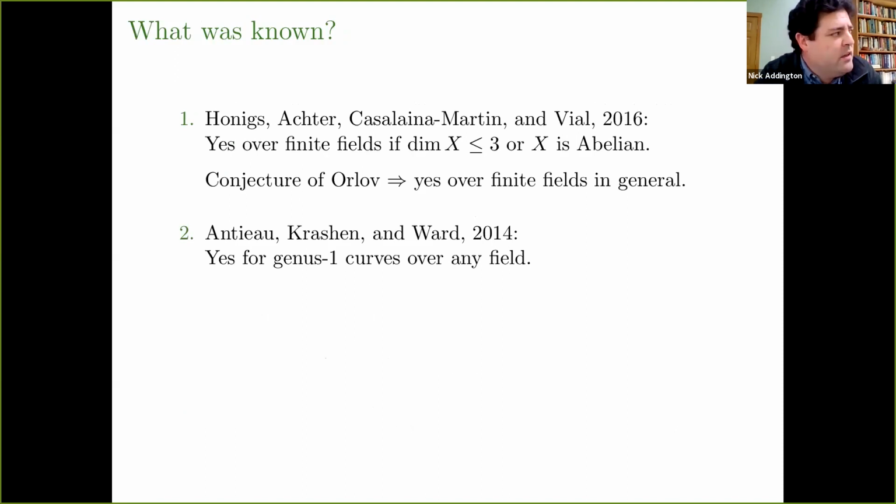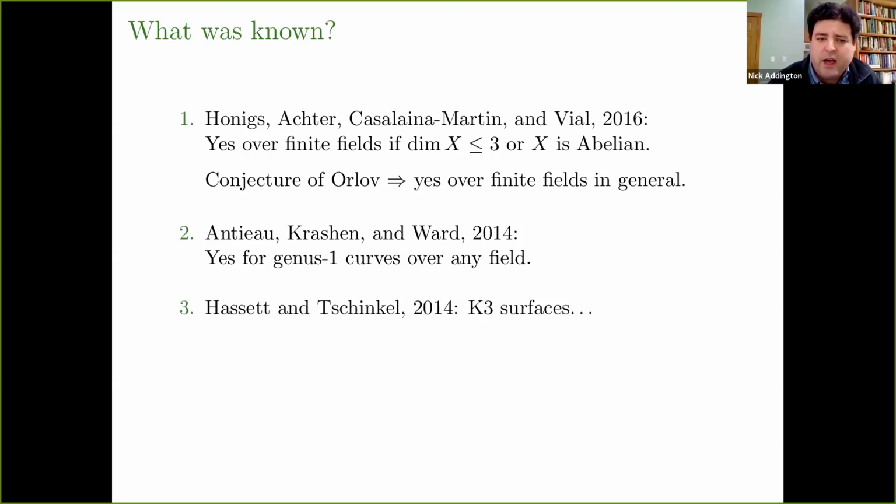For curves, well, in genus zero and genus two or more, they're either Fano or anti-Fano, and so there's nothing interesting. But in genus one, Antieau, Krashen, and Ward show that if you have derived equivalent genus one curves, they don't have to be isomorphic as they would over an algebraically closed field, but one has a rational point if and only if the other one does. Hassett and Tschinkel have studied K3 surfaces.